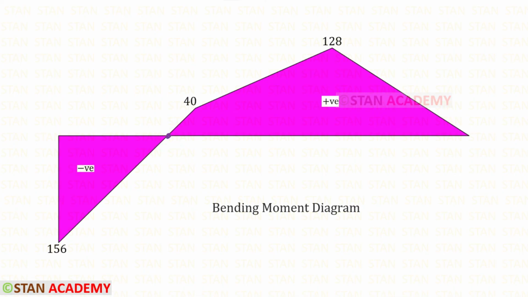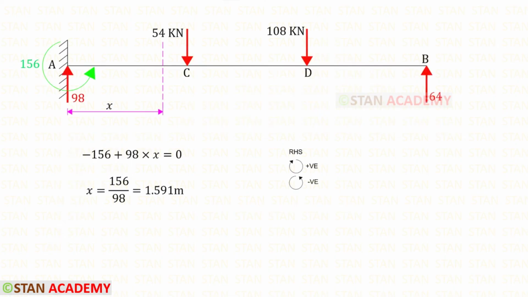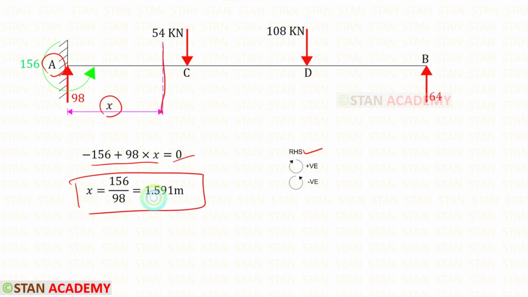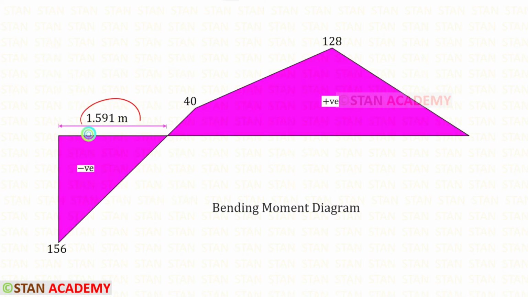We can make a section in this point and find the distance. You can see that in that point, I have made a section at a distance of x from the point A. Using the right hand side rule, we can find the moment in that section. We know that it is 0. Using that concept, we can find x, which is 1.591 meter. Let us apply that.